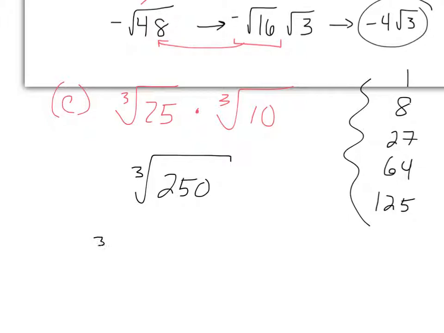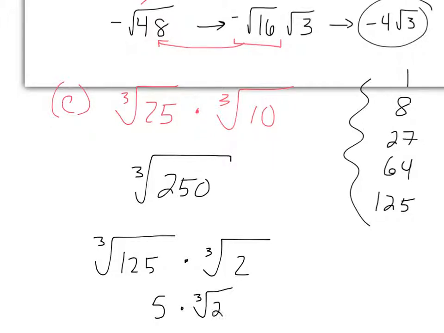Okay, so write this as the following. Because 125 times 2 is really 250, and then the cube root of 125 is simply 5. So the same exact rule that we learned a second ago for square roots applies, but instead of looking for perfect squares, now we're going to look for perfect cubes. Okay, perfect cubes.